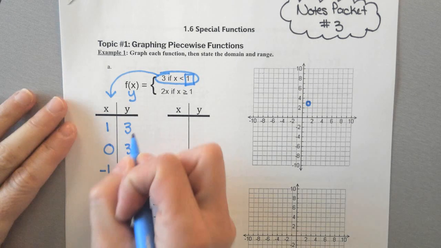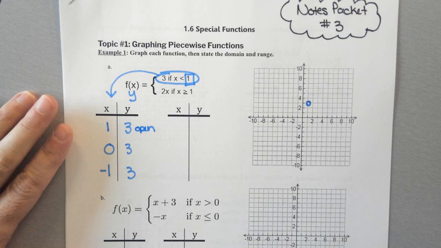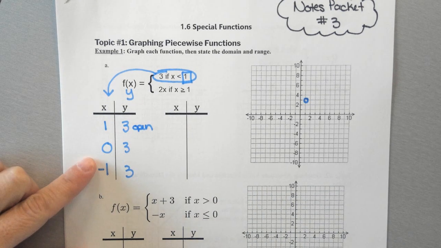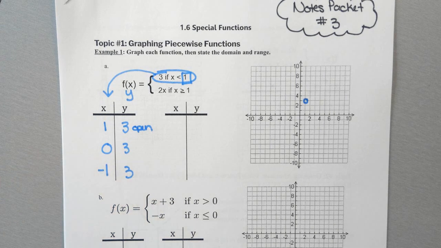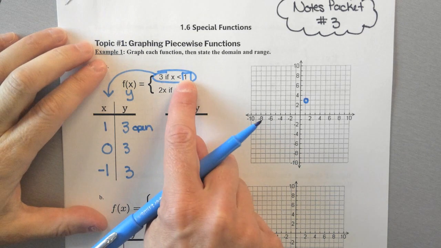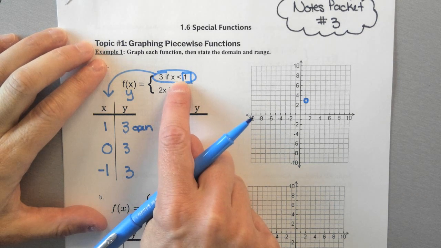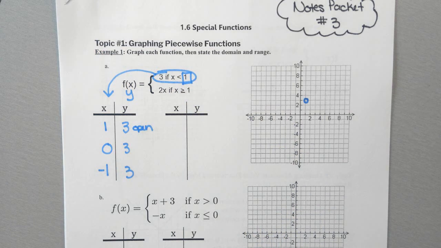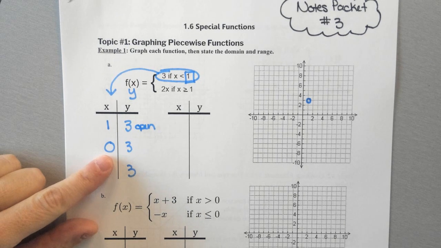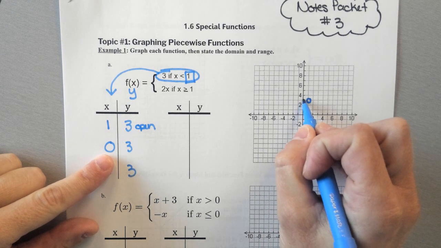So the first one is open, the rest of them are going to be closed. How do you know if it's open or closed? There will only be one open point per graph. It will always be the first one when you don't have an equal. Kind of like, remember we were graphing solid versus dotted lines? Similar to that. So there should be only one open circle per graph. If you have more than one open circle, something has gone wrong. Okay? Let's graph the next point. 0, 3. So go over 0, go up 3.